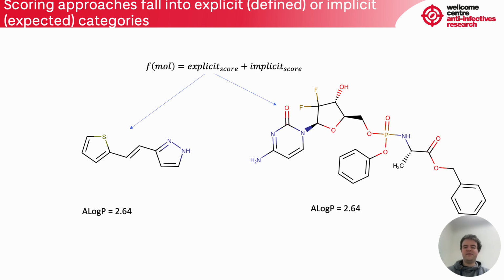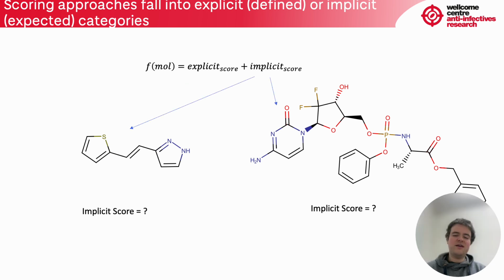Just to give a little bit of a flavor of the differences, explicit scoring is really about calculated properties. Here I have 2 molecules with the same explicit score, an A log P of 2.64. The molecule on the left-hand side is very, very small, and the molecule on the right-hand side is a prodrug, and they both have a similar A log P. If we said a molecule is good if it has an A log P of 2.64, as an explicit score, both of these will be generated and they will both score very well.